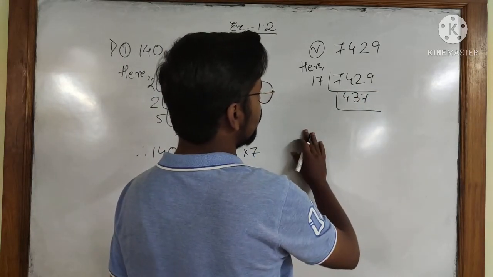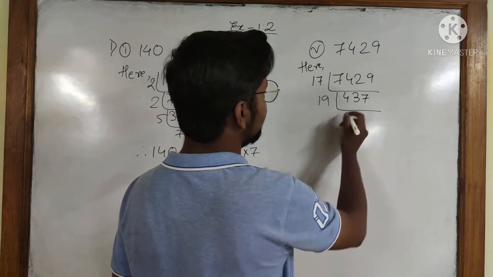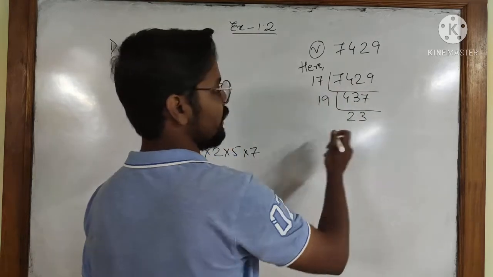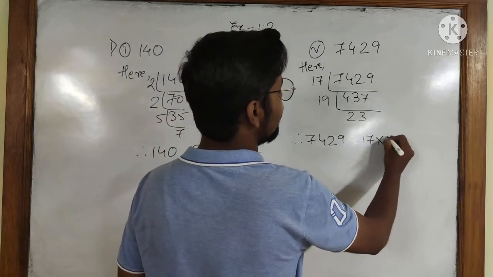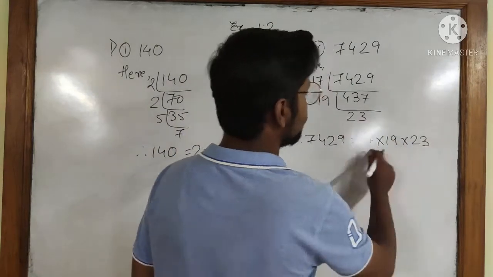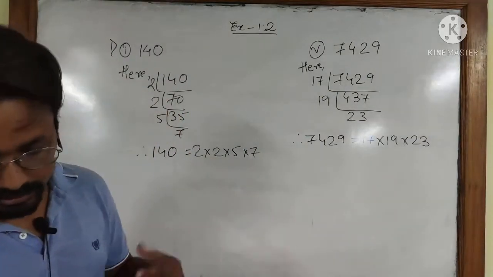Then we can go for 19, I think 19 2s are 38, 57, 3. So these are the three. So therefore 7429 can be expressed as 17 into 19 into 23. So these are the three prime factors. So that is how you solve number 1.